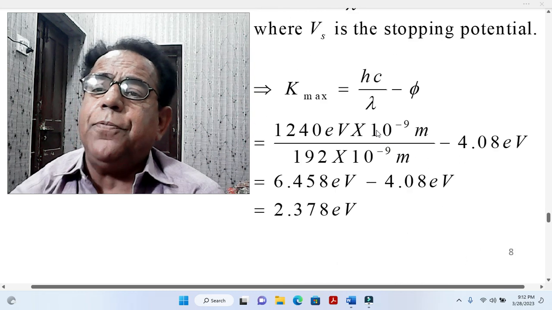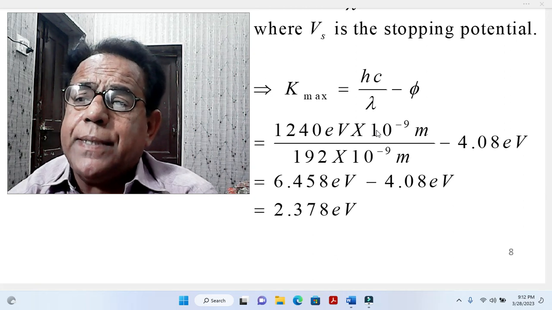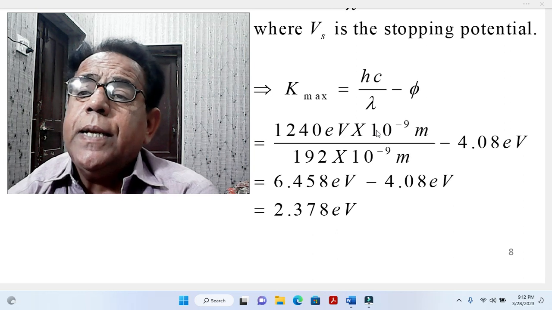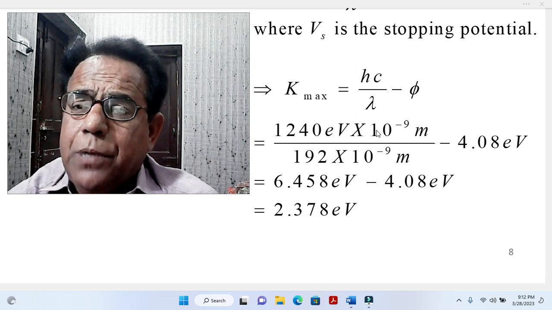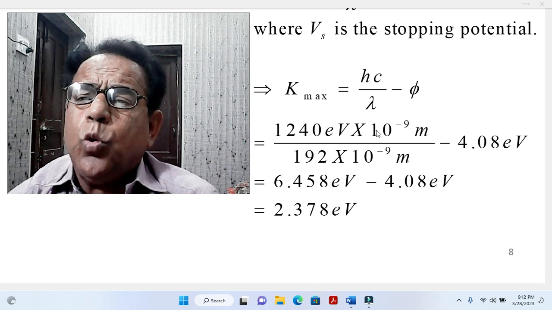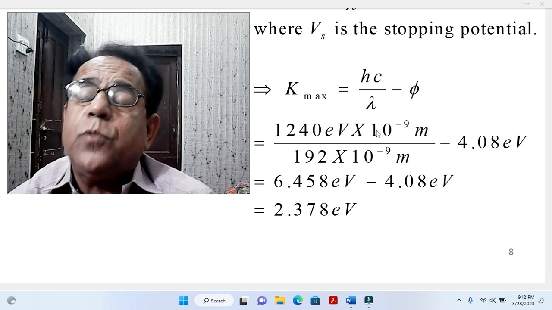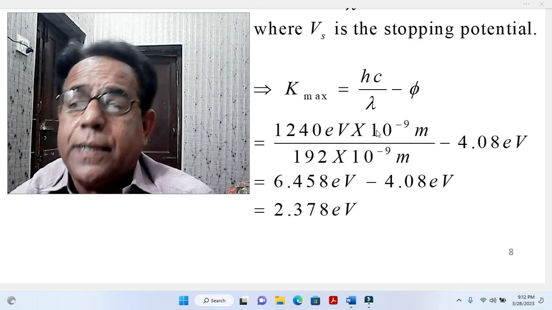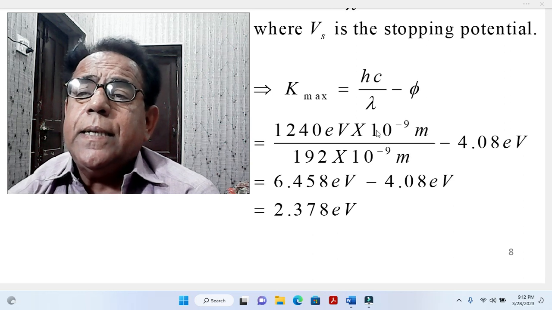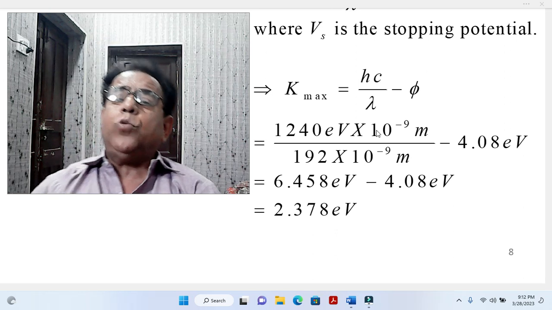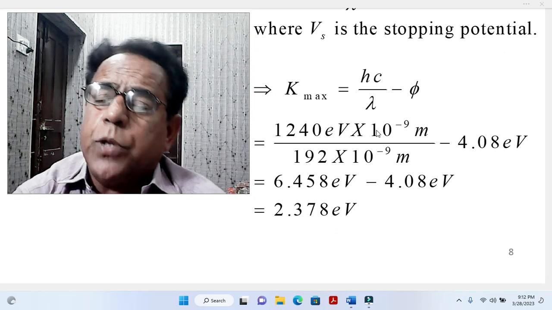So in the next step, what have we done? We have put the value of hc. We have taken the combined value of hc, which is also given in the table. In the number of tables we showed, not only are the values of h and c given separately, but after multiplying both, their combined result is also shown. So we have used directly the combined result of these two quantities.